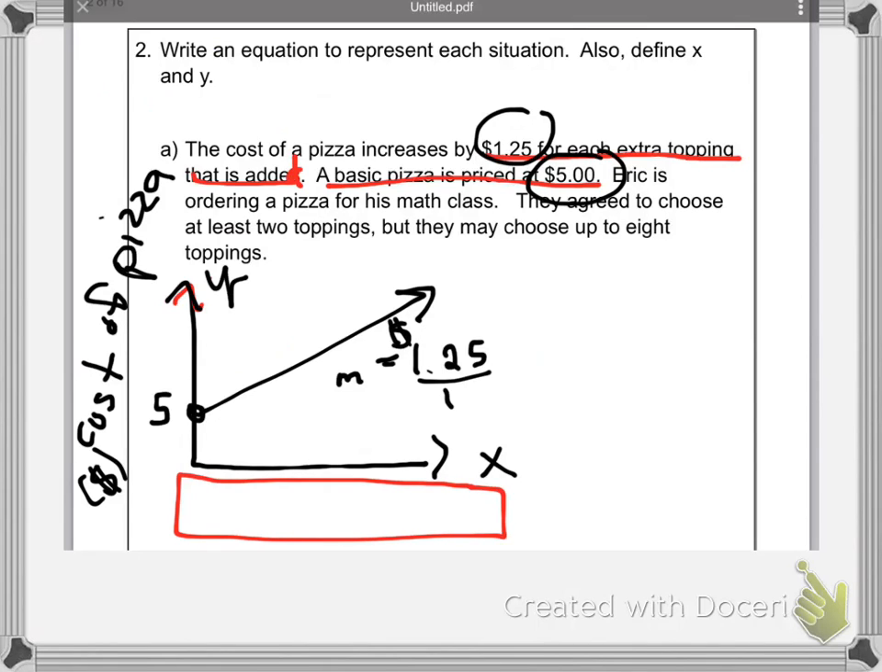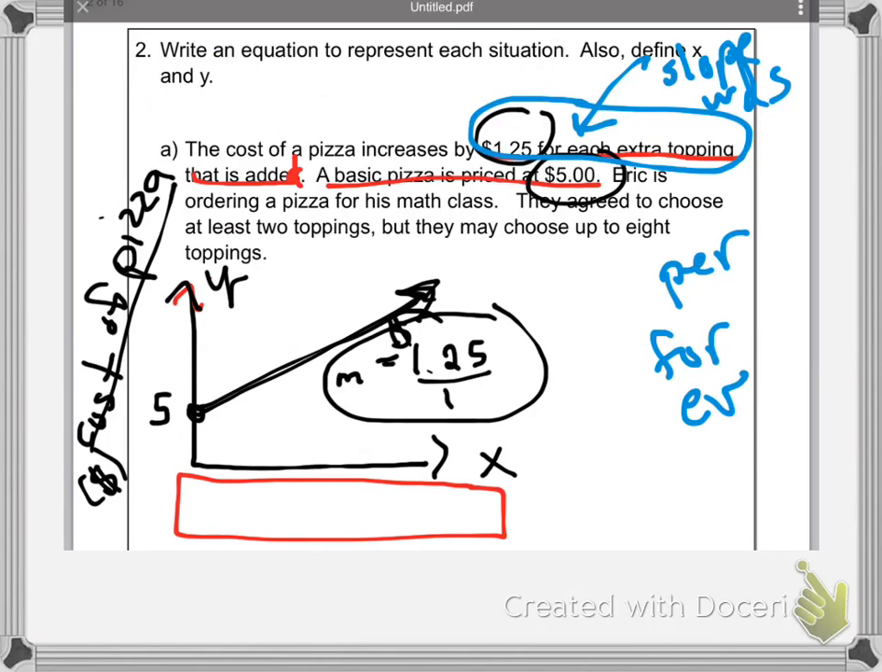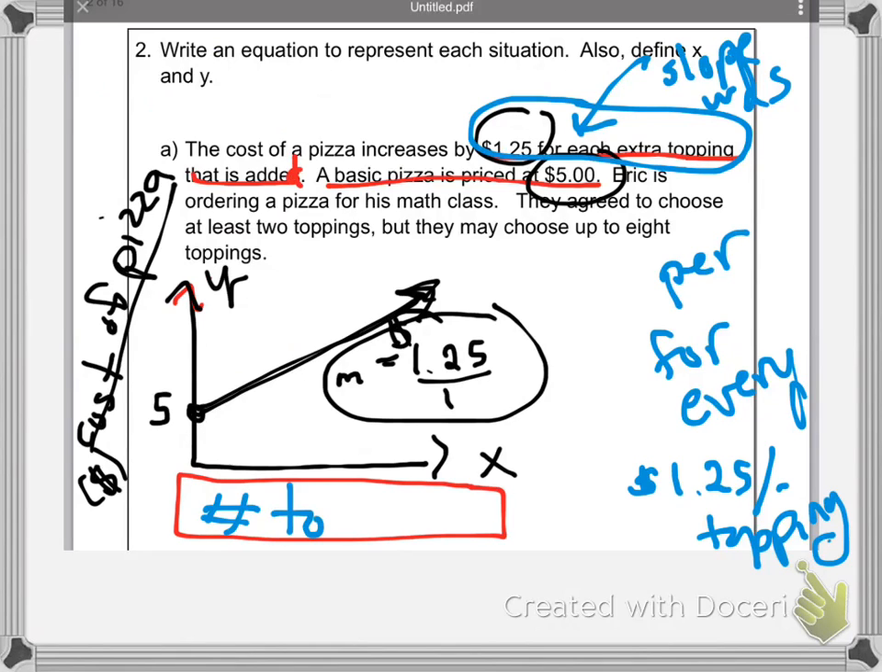So, the cost of the pizza increases by $1.25 for every what? That's right here, $1.25 for each topping. And the words for each are our slope words. That tells us where our slope is. For each, for every, per, those are all slope words. Per, for every, for each, or the per sign, $1.25 per what? Per topping. So the name of our x-axis is number of toppings.